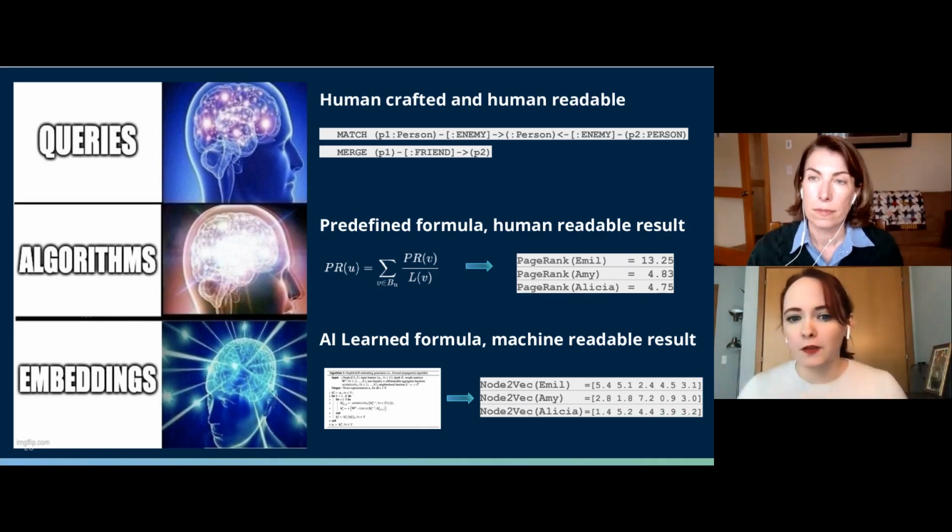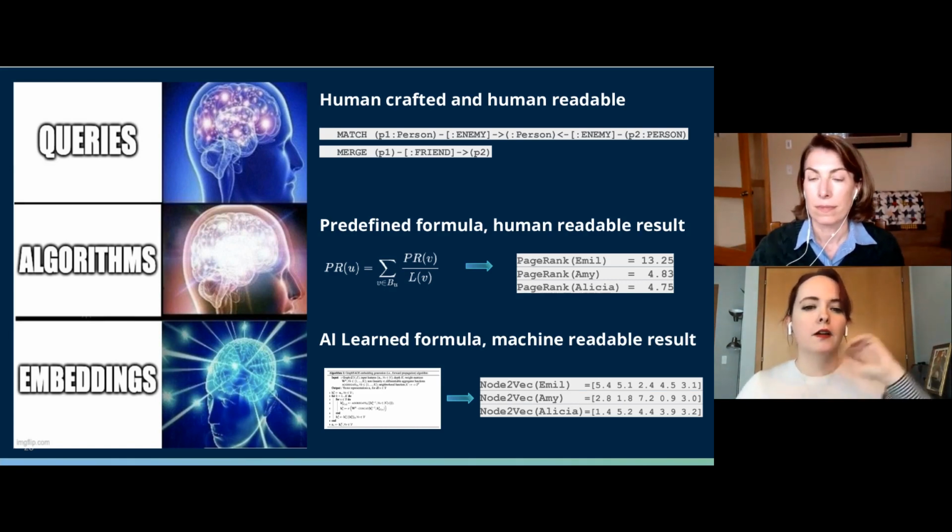And when I calculate PageRank, every node in my graph gets a PageRank. So in my example, I have a PageRank for our CEO, Emil. I have Amy's PageRank, and I have my own PageRank. And the results of PageRank are human readable. So Emil's PageRank is not surprisingly greater than mine. Emil is more important than I am. So it's a predefined formula, but the result is human readable. I know that a PageRank of 13 versus a PageRank of 4 means the person with a 13 is more important than a 4. So formula is defined, I understand the results.